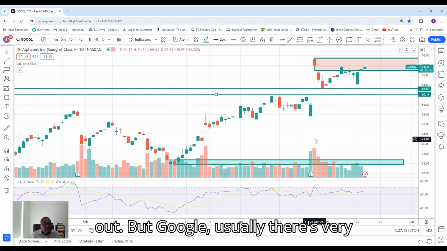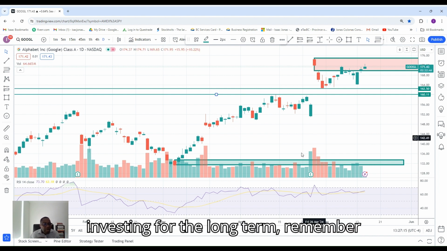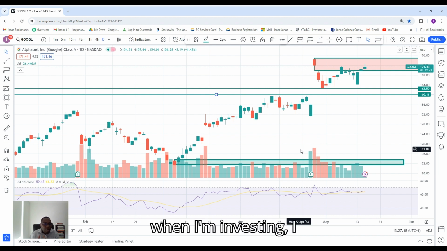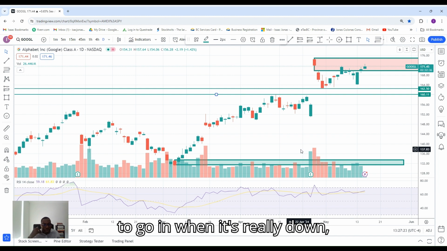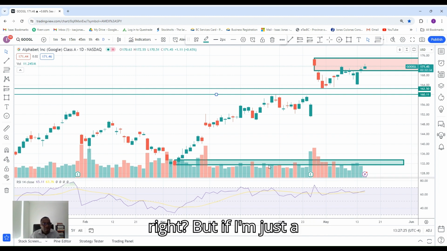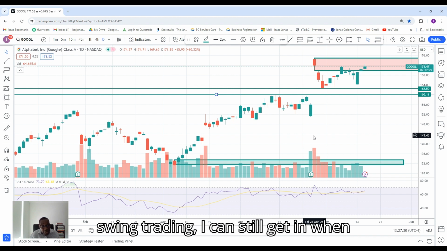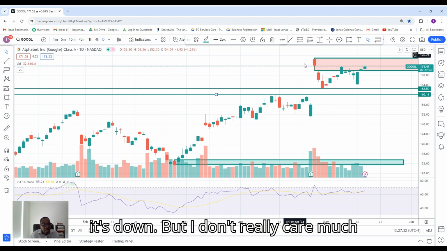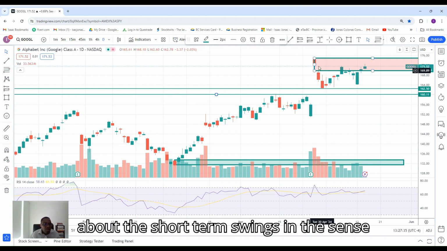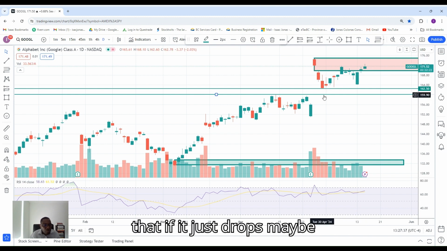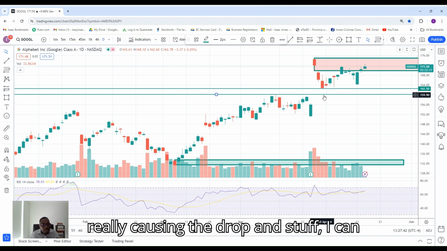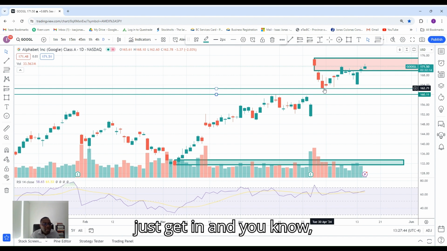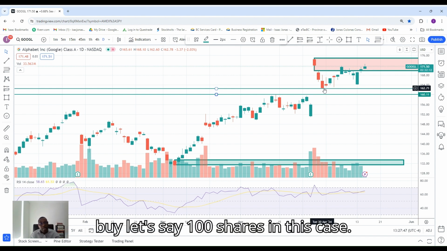But Google usually has very strong fundamentals. When I am investing for the long term, remember, I focus on the fundamentals. I really want to go in when it's really down, right? But if I'm just swing trading, I can still get in when it's down, but I don't care much about the short term swings, in the sense that if it just drops, maybe by 10% or whatever, and I understand what's really causing the drop, I can just get in and buy, let's say, 100 shares.